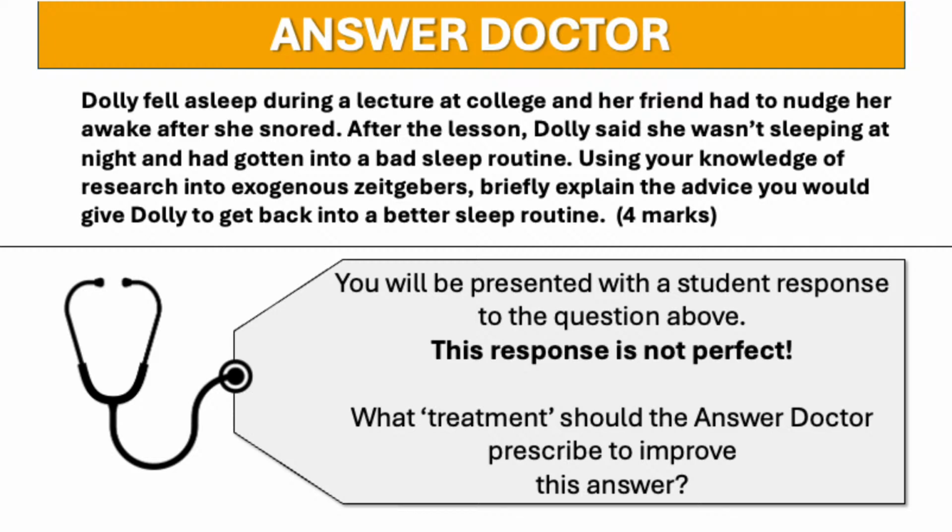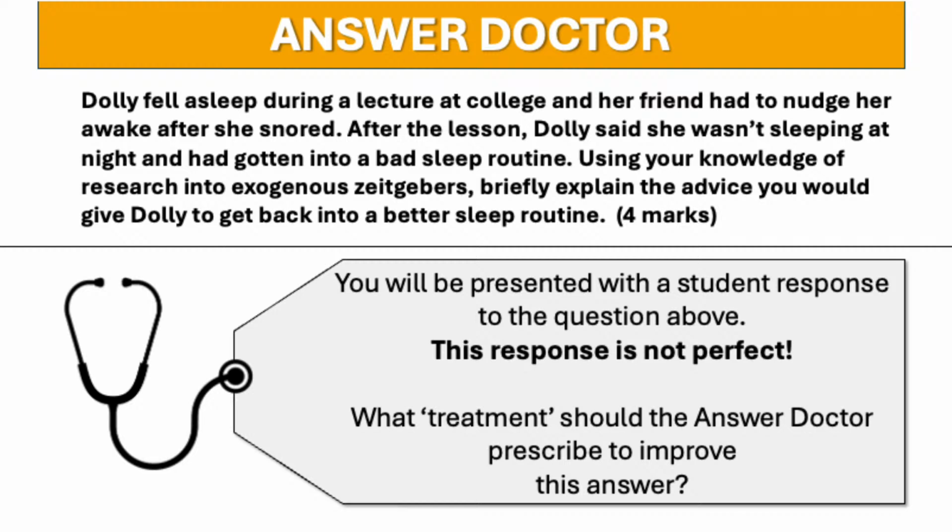It's about Dolly, who fell asleep during a lecture at college, and her friend had to nudge her awake after she snored. After the lesson, Dolly said she wasn't sleeping at night and had gotten into a bad sleep routine. Here's your question. Using your knowledge of research into exogenous Zeitgebers, briefly explain the advice you would give Dolly to get into a better sleep routine.